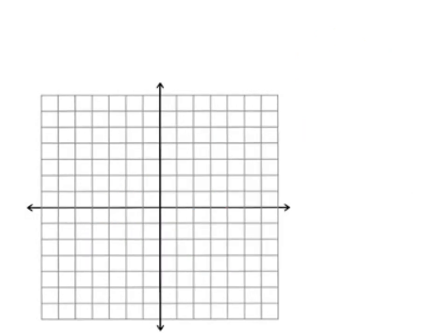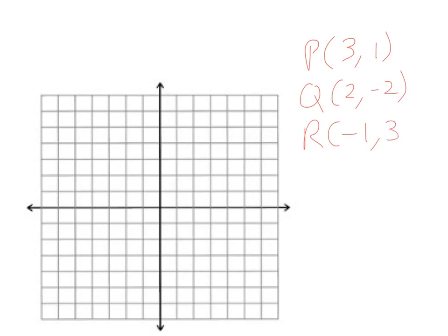I think there's another one we got to look at with them. And this is a tricky one. We're going to give them the points P, which is 3, 1, Q, which is 2, negative 2, and R, which is negative 1, 3. And here's the thing with this one. I want to reflect these over the line x equals 1.